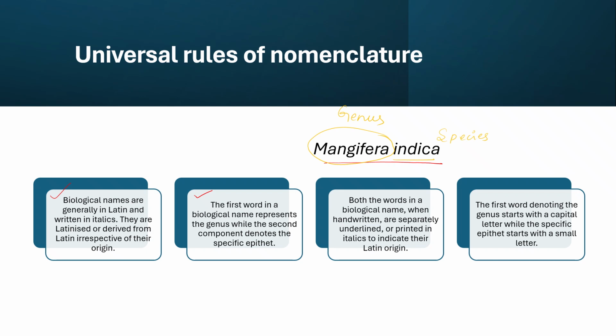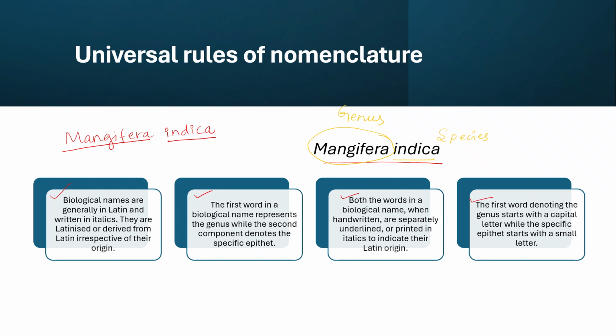Third one, both the words in a biological name, when handwritten, are separately underlined. For example, if I write by hand Mangifera indica, we have to underline each word separately, or it is printed in italics to indicate its Latin origin. So if it is handwritten, we have to underline separately. If it is printed, we write in italics.